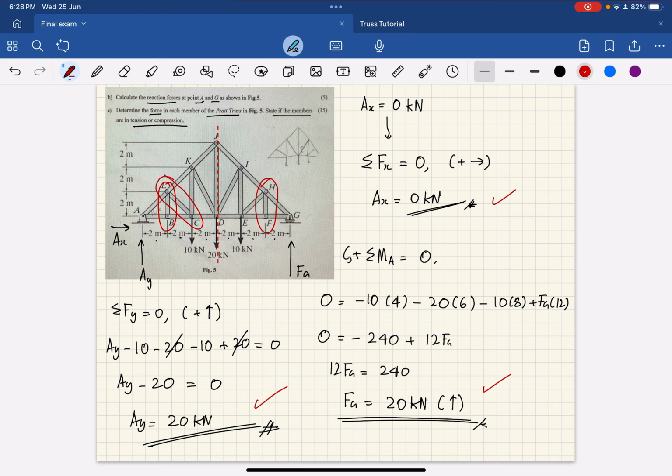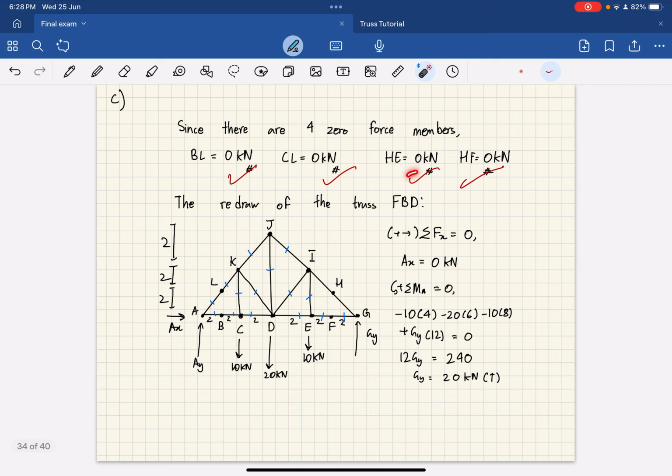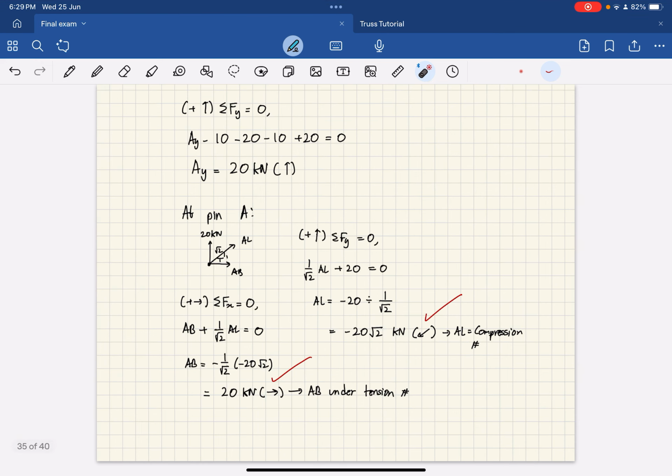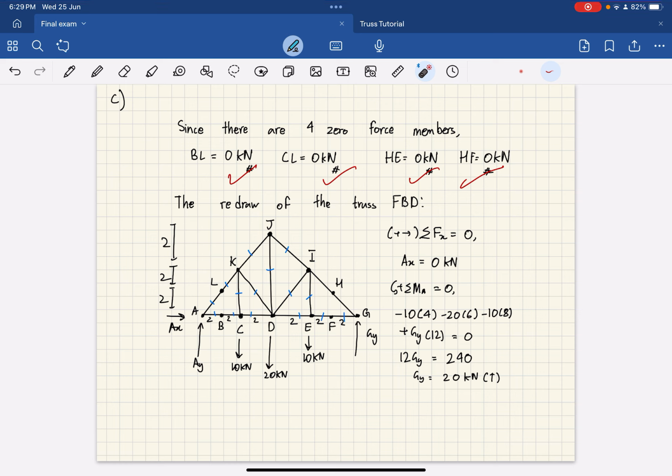Same thing goes for EH as well, because at the end of the day you look at H, there is no support reaction and EH is perpendicular to IH and GH, so EH is also a zero force member. So you already end up having four zero force members. Then I redraw the truss structure where the zero force members don't exist anymore, with the measurements and also the support reaction forces. I already determined the support reaction forces earlier.